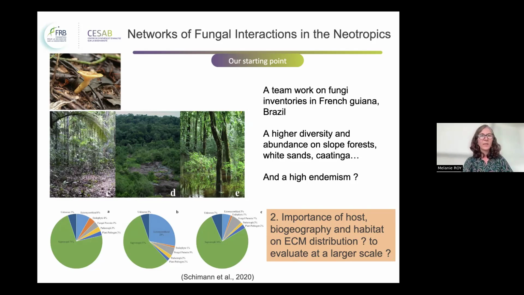So we suspected a high endemism, and we were wondering whether the biogeography and the endemism was shaping this specific association with habitat, or whether there were major habitat constraints.